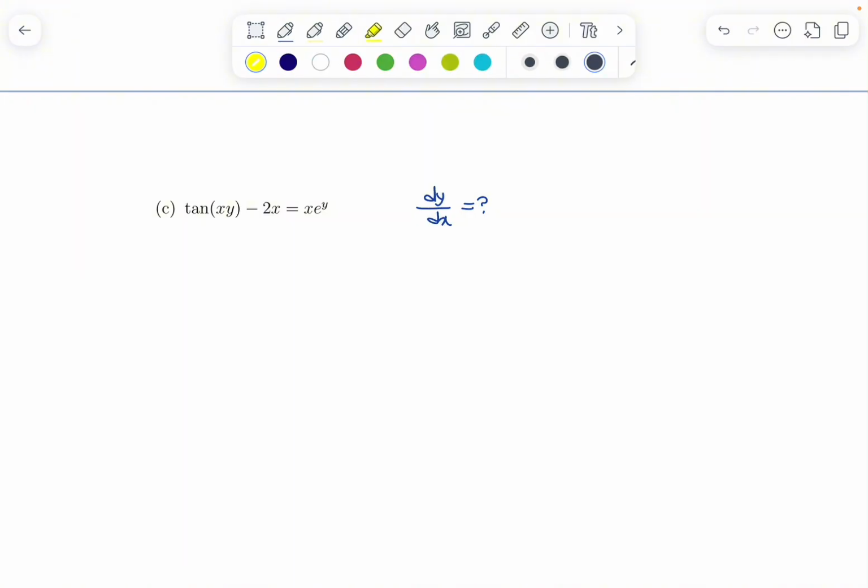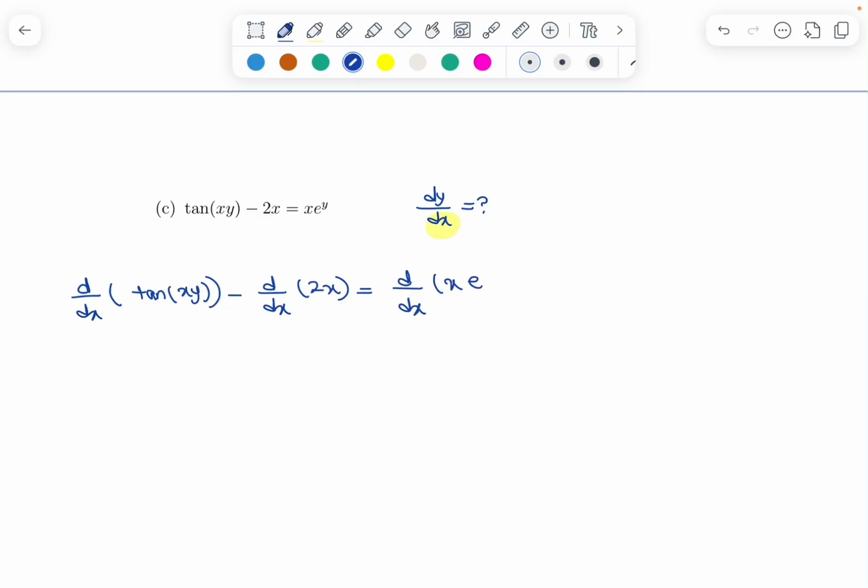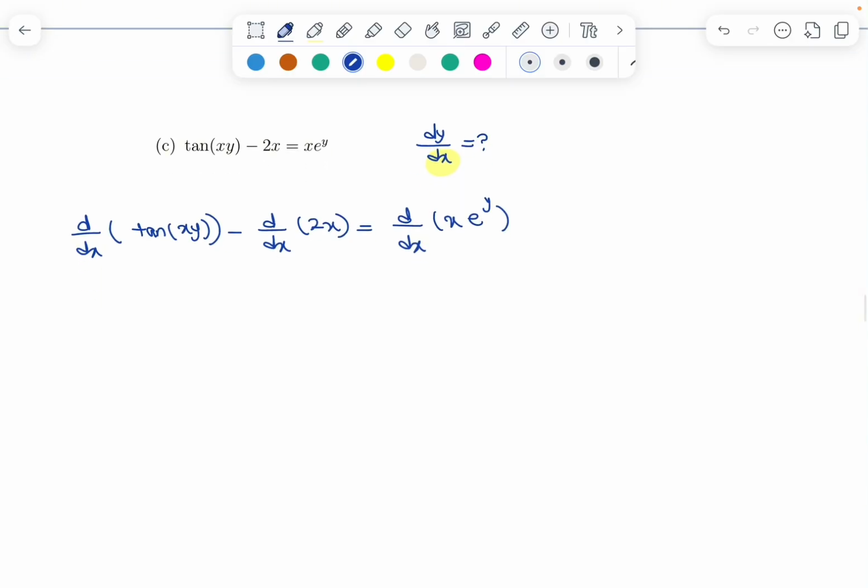To apply the implicit differentiation method, because you are going to find dy/dx, you must differentiate both sides with respect to x first. So d/dx of tangent of x times y minus d/dx of 2 times x is equal to d/dx of x times e to the y. Now you must apply rules and formulas to find the derivative of each part.